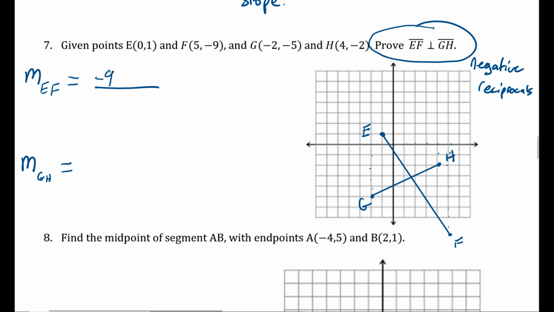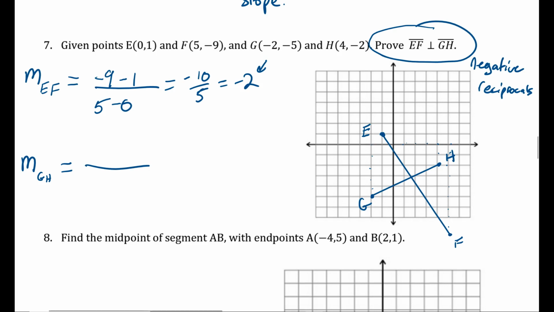So again, negative 9 minus 1 over 5 minus 0 is negative 10 over 5, or negative 2. So before I even keep going, if these segments are perpendicular, I'm going to want to find the negative reciprocal of that as the other slope. So I'm thinking I should get positive 1/2.